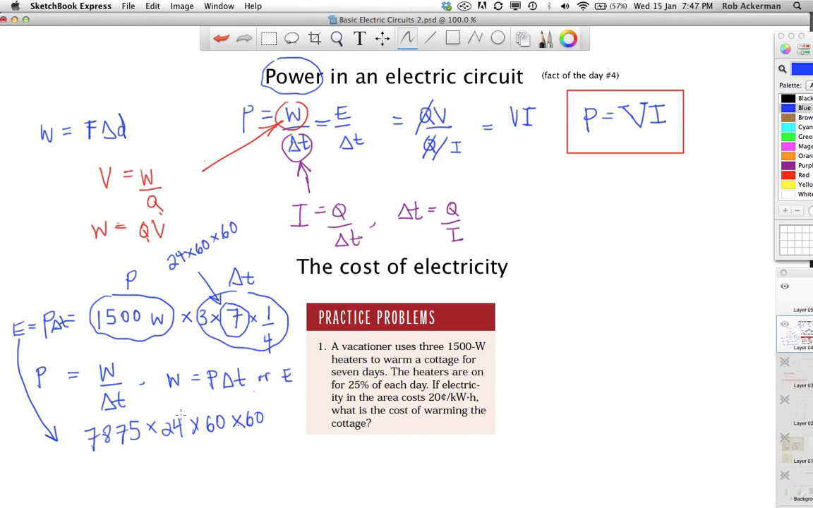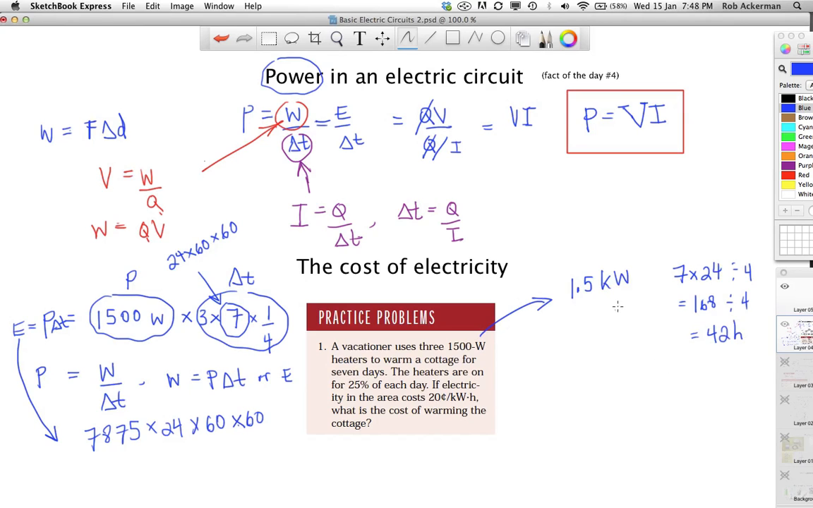We're not going to do our calculation this way. Here's what we're going to do. See if you can figure out what I'm up to here. 1,500 watts is 1.5 kilowatts. And because these are being used for 7 days, which is 7 times 24 hours, how many hours is that? 7 times 24 gives us 168 hours. However, we also have to divide by 4 because it's only used a quarter of the day. So divide by 4. We now end up with 42 hours.